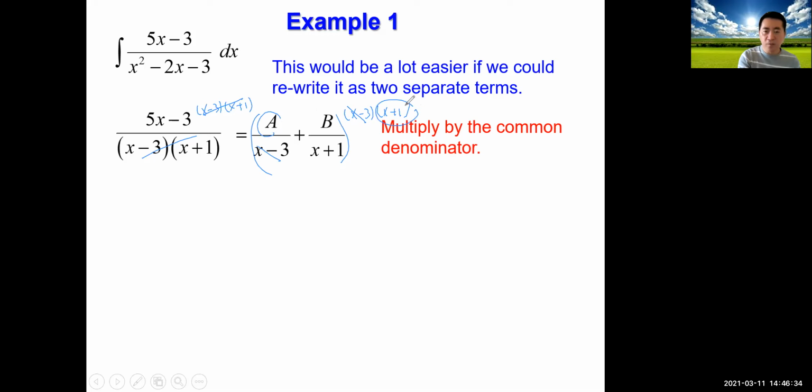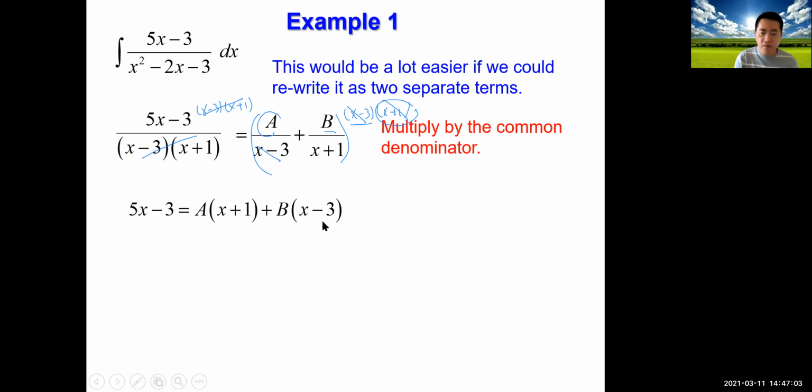Okay, but then when you multiply the second term, the x plus 1 got canceled, and you're left with b times x minus 3. So when you multiply it in, you will get this. The denominators on the left are gone. You have a times x plus 1 plus b times x minus 3.